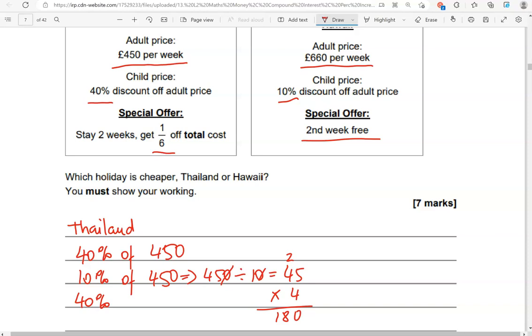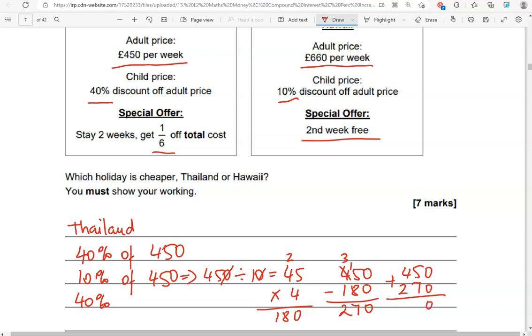So we're going to take it away from 450 to work out the discounted price. So that's 0. To take away 8 from the 5, we're going to borrow 1 from the 4. So this becomes 15. Take away 8, that gives us 7. 3 take away 1 is 2. So that is £270, the child price. So the price for the adult is 450, the price for the child is 270. Adding them together should give us the total price for 1 week.